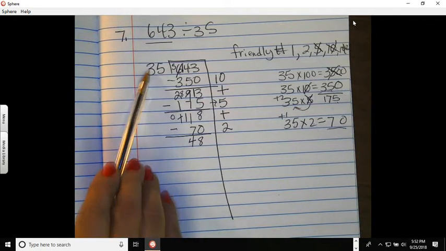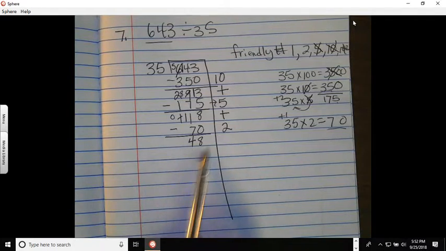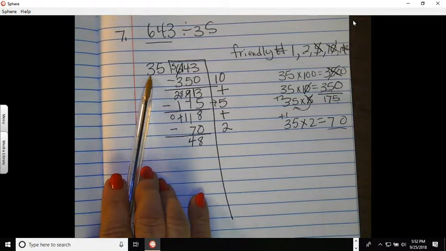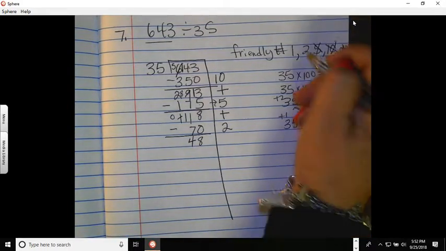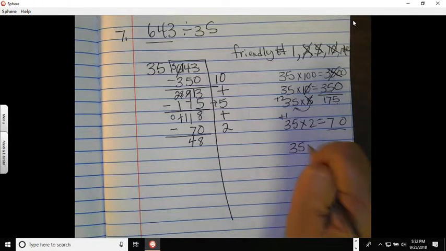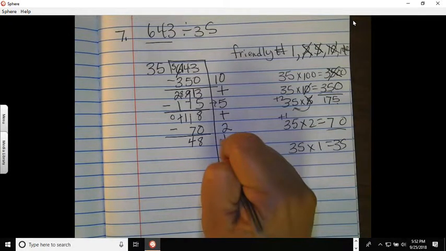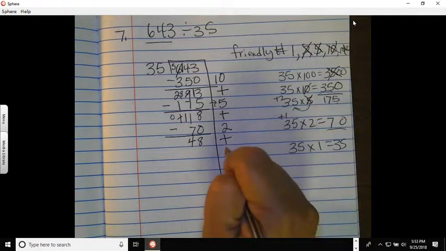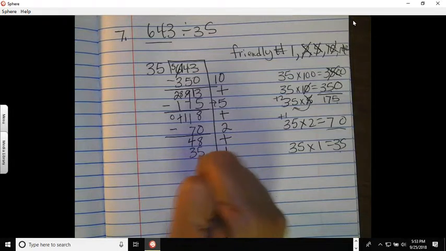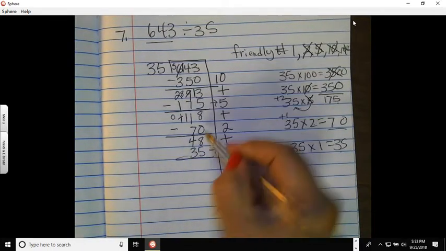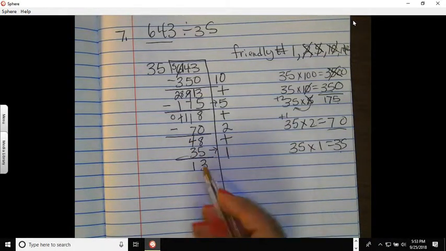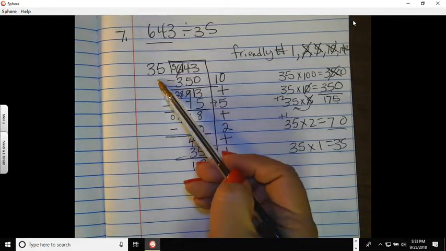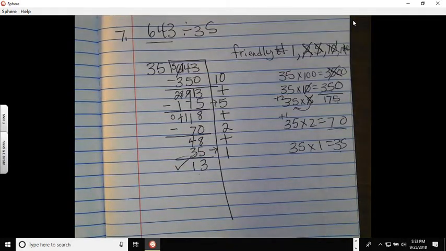Can I keep going? Yes, because look at my dividend. It's 48. Is 48 still greater than my divisor? Yes, so I can keep going. My 2s are done, and now I'm going to my 1s. 35 times 1 equals 35. I'm going to put my plus sign here, and I'm going to have 1. 1 times 35 is 35, so my product is going right there. I can subtract out. 8 minus 5 is 3. 4 minus 3 is 1. Now, is my dividend smaller than my divisor? Yes. So I'm done. Can't go any lower.